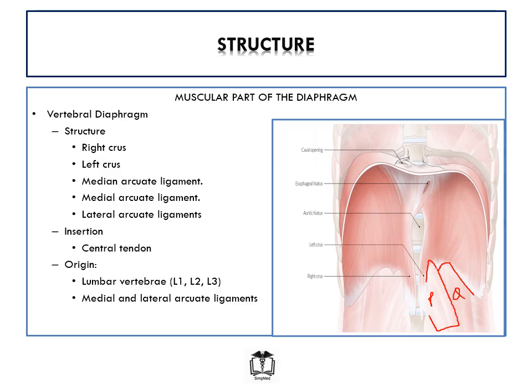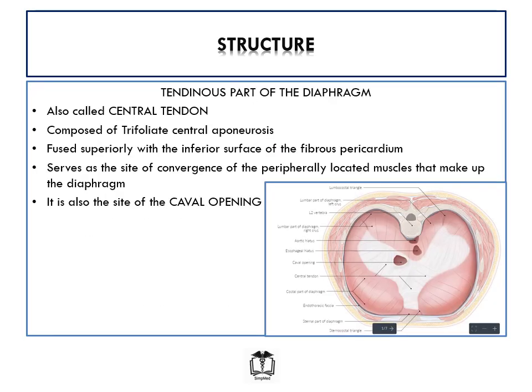All the vertebral portion of the diaphragm tends to eventually insert at the central tendon, which we'll talk about in the next slide. The tendinous part of the diaphragm is also known as the central tendon. It's composed of a trifoliate central aponeurosis. The reason why I say trifoliate is because it looks like a leaf that has three leaflets to it. If you notice, this is one leaflet, these two leaflets, these three leaflets. That's why we call it a trifoliate central aponeurosis.